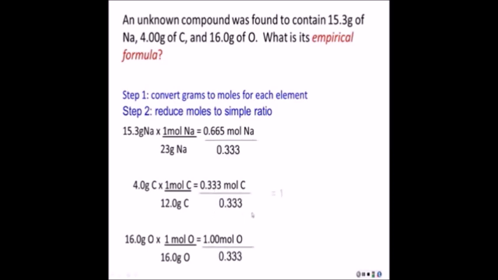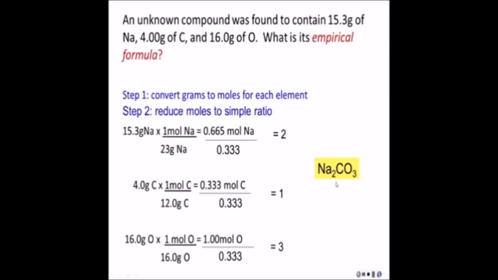And when I do that, see what I get for an answer. I get 1 for the carbon, 2 for the sodium, and 3 for the oxygen. Therefore, my formula is Na2CO3. You might recognize CO3 as carbonate. So this is sodium carbonate.